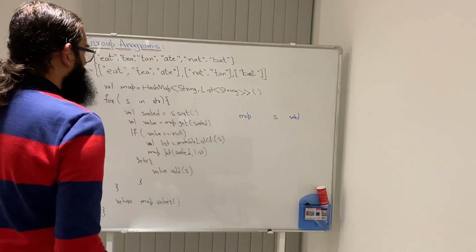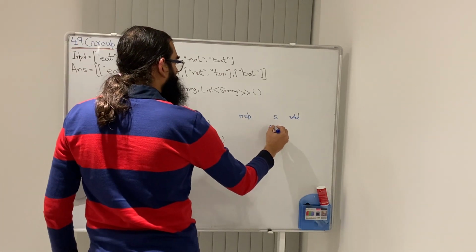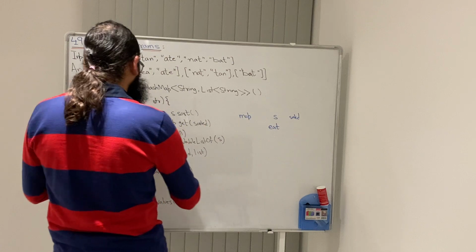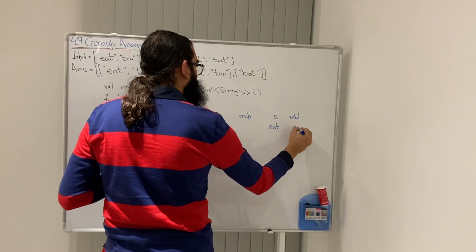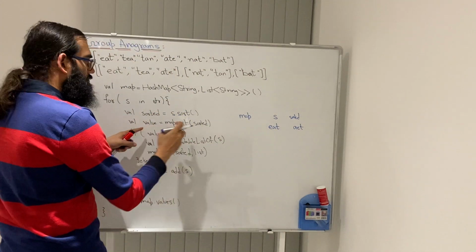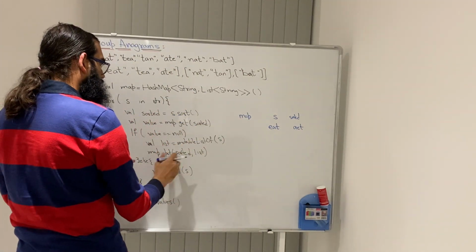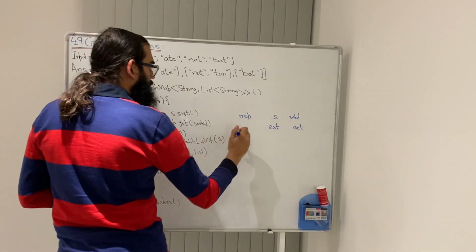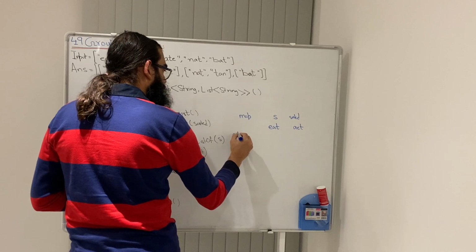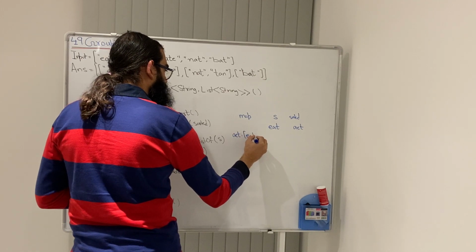Any other word? Okay, so now the loop starts. First comes eat. E-A-T. Eat, we sort it. After sorting, it's AET. Then I check, the map is empty for now. So in this case, what will happen? We will create a list. We will put it in a map, and now map dot put sorted. Sorted is my key, so I'm saying AET, and the value is eat.